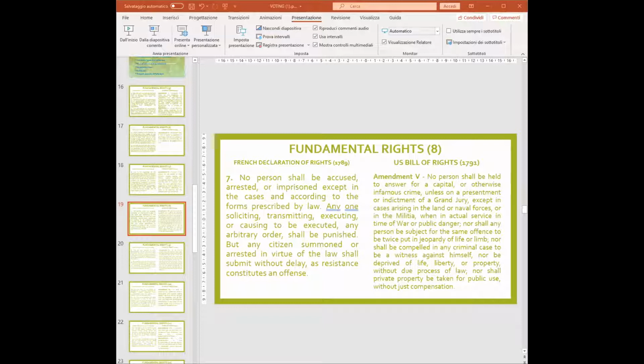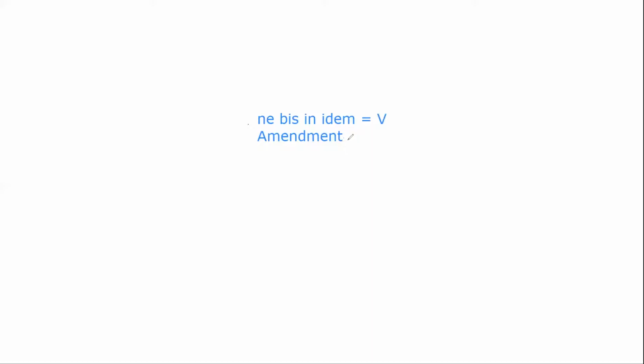The second principle that we find is that no one shall be compelled in any criminal case to be a witness against himself. And so what is this? This is the principle nemo tenetur se detegere. So here we have Latin maxims, but we find them expressed very clearly in the U.S. Bill of Rights.